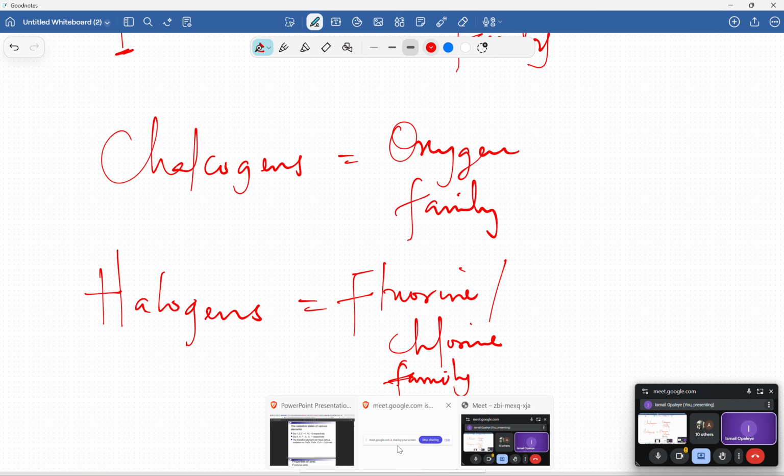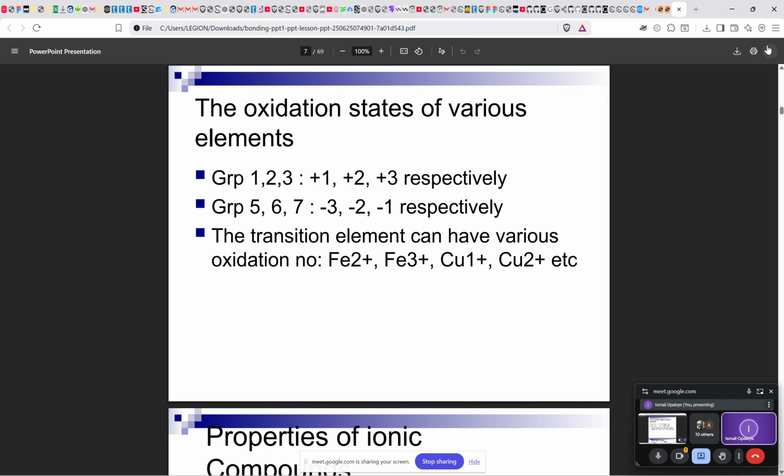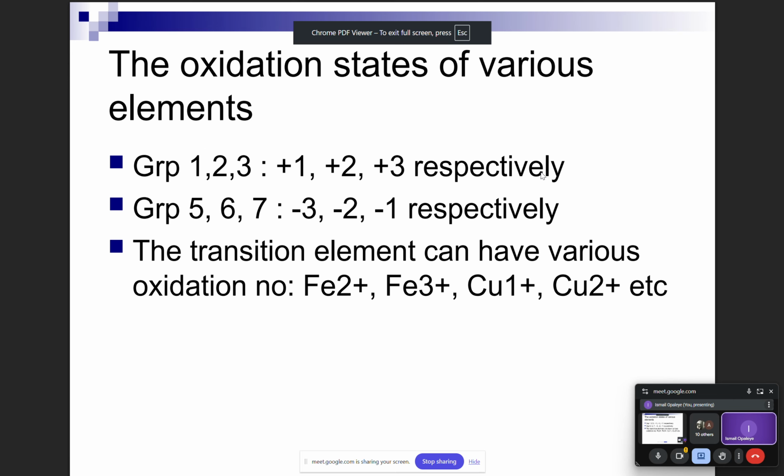Okay, quickly, let's get back to the presentation. Actually, we won't be able to finish this presentation today. Likely, we're going to continue next session. So yes, group one, you should know the oxidation number. That's plus one. Group two is plus two. Group three is plus three. Group 15, you should know that is negative three. For example, nitrogen is N3 minus.